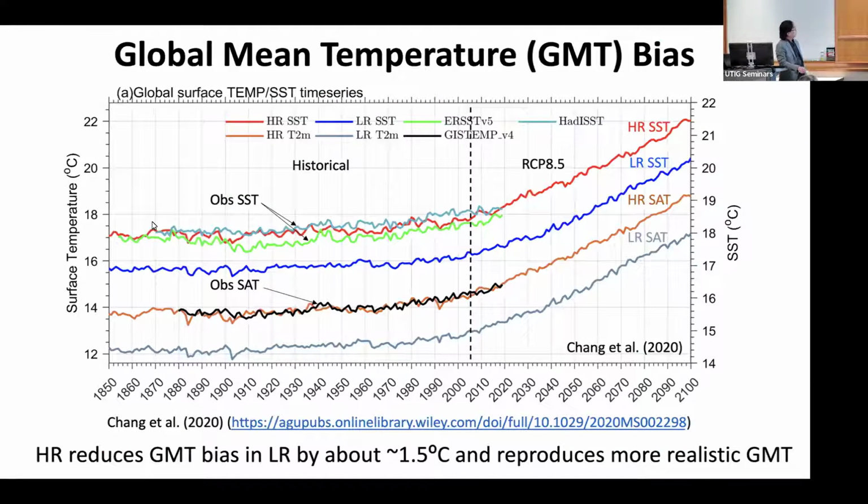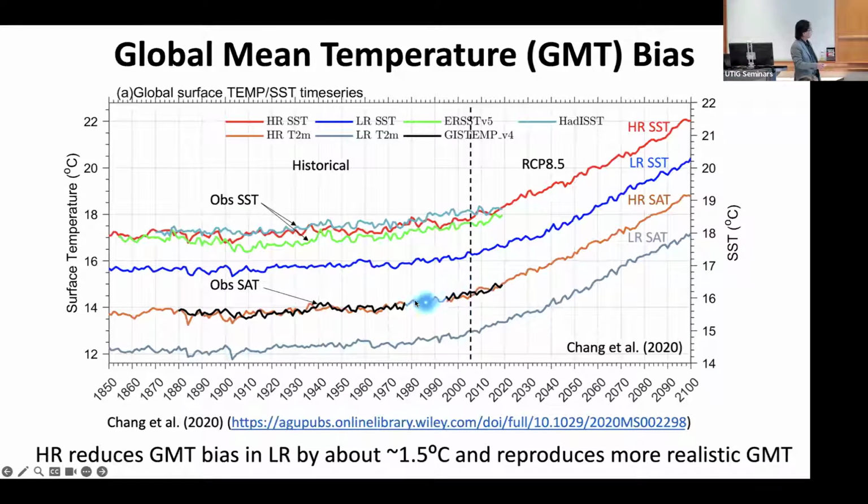All right, just quickly give you an overview of the results. So this is the global mean temperature from 1850 all the way to 2100 under RCP 8.5. So we're looking at two sets of surface temperature. One is the surface air temperature. The other one is the SST, the sea surface temperature. So you see this black line here, and that's the observation. That's the surface air temperature. And then this brown curve is the high resolution model simulation.